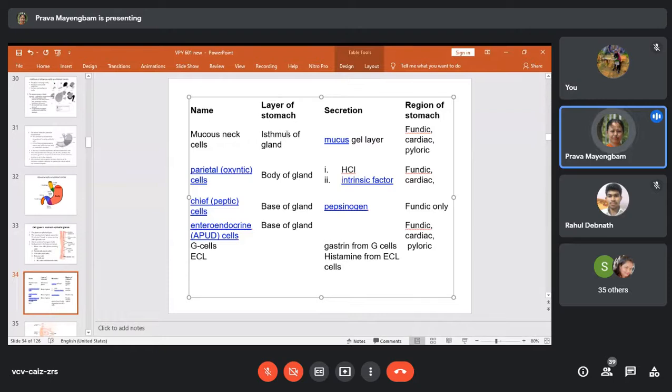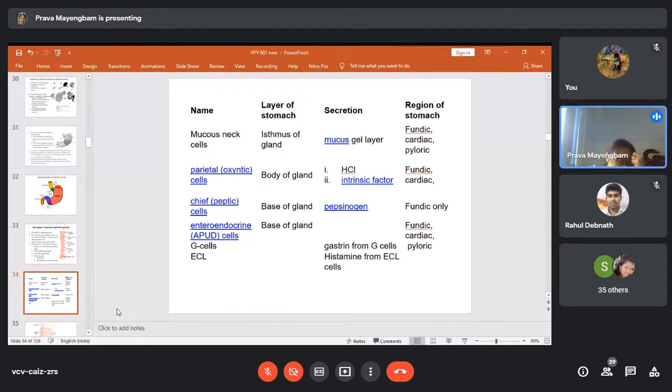So the main purpose here is that you have to know the names of the types of cells and their respective secretions. Is it okay up to this?